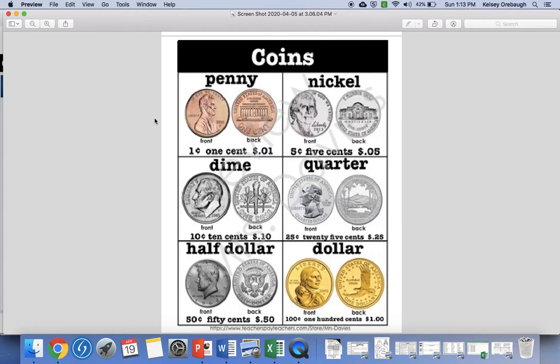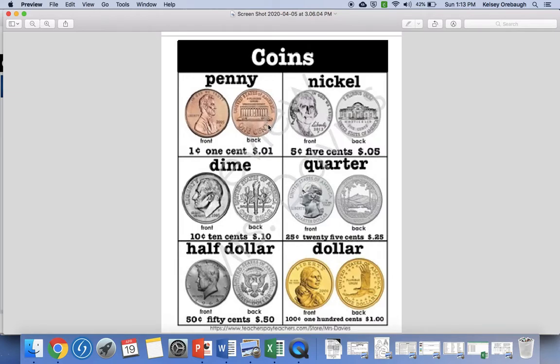Another way you could do it is with 1 nickel, which is 5 cents. And how many pennies would you need to add to that nickel? If you have 1 nickel worth 5 cents, how many pennies would you need to make 12 cents in all? 5 plus 7 is 12, so you would need 7 pennies. 1 nickel and 7 pennies would equal 12 cents. 5 plus 7 is 12.